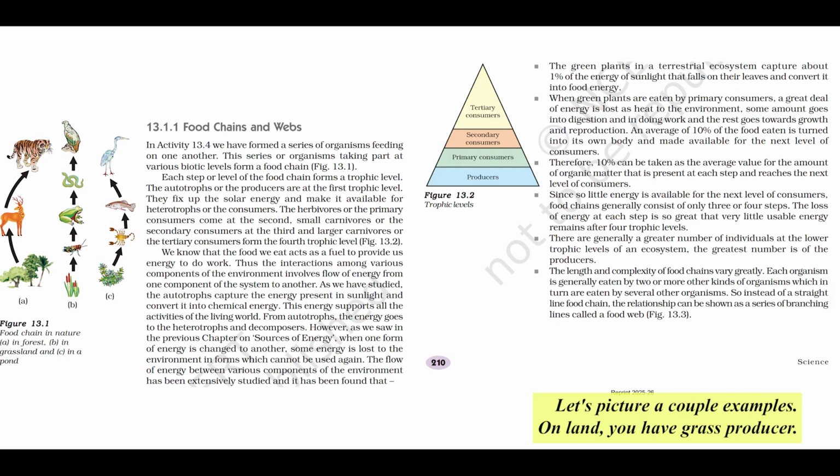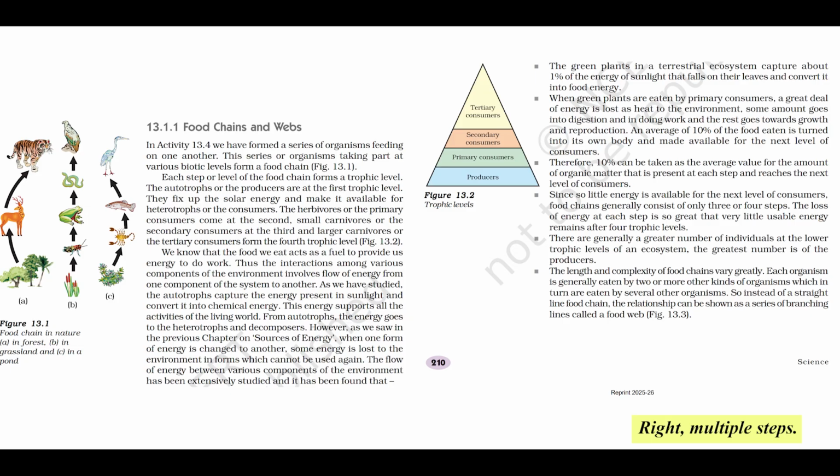Let's picture a couple examples. On land, you have grass, producer. A goat, primary consumer, eats the grass. Then a human, secondary consumer, eats the goat. Simple chain. Grass, goat, you, human. Okay, easy. In a pond, tiny algae, producers, get eaten by small fish, primary consumers. Those small fish get eaten by larger fish, secondary consumers. And maybe a kingfisher bird, tertiary consumer, dives down and catches a large fish. Chain: algae, small fish, large fish, kingfisher.